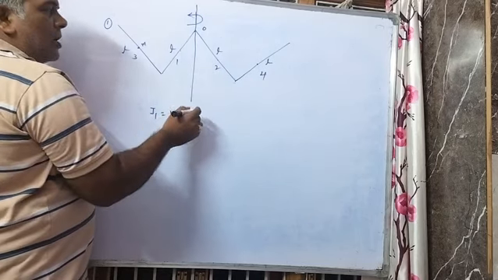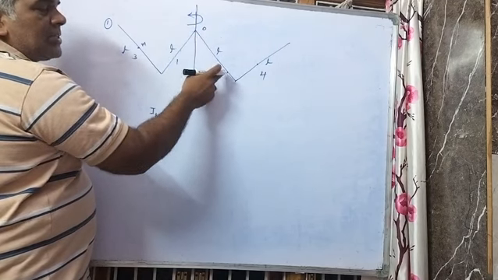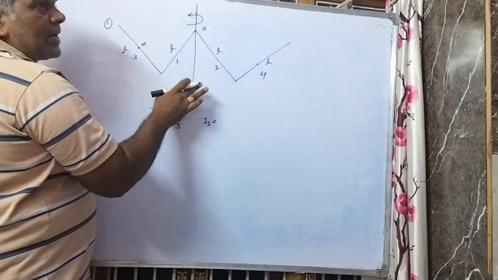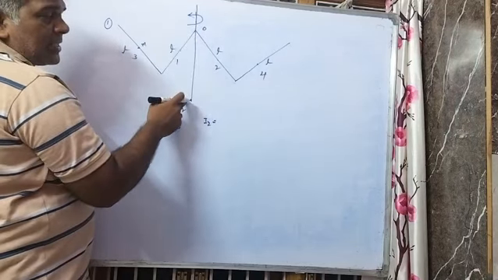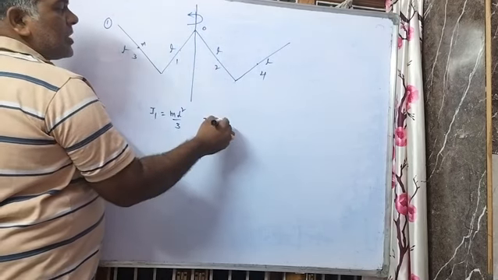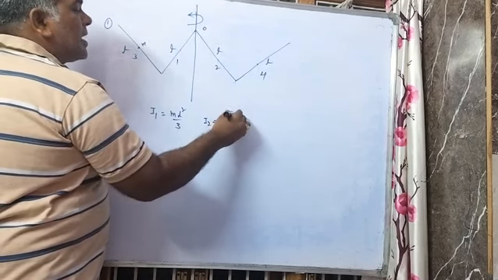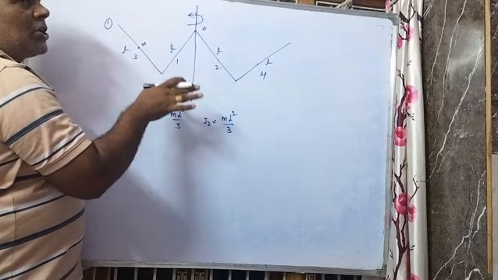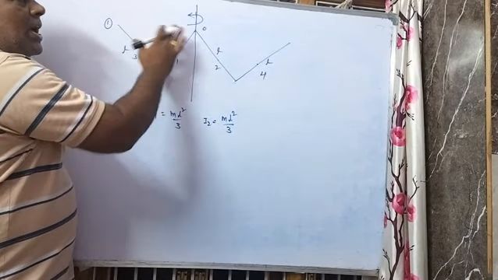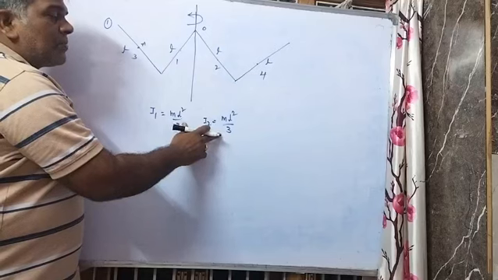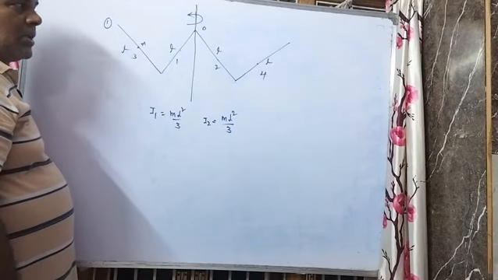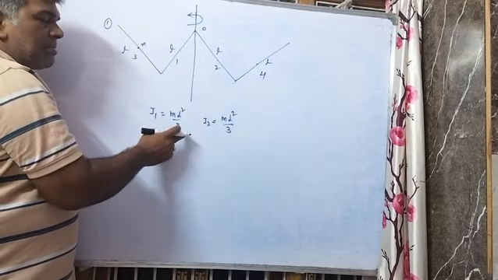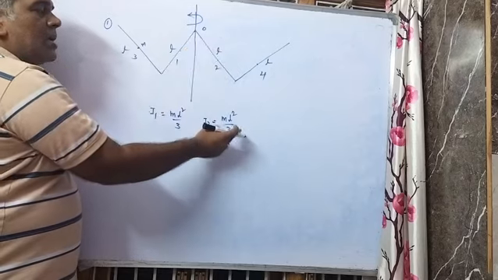And at the other end, the second rod is there. Always we are calculating the moment of inertia about this axis. For the second rod, the moment of inertia I2 is equal to ML square by 3. This is the formula when the axis is passing through one end of the rod. So the moment of inertia from the first rod is ML square by 3, and from the second rod ML square by 3.